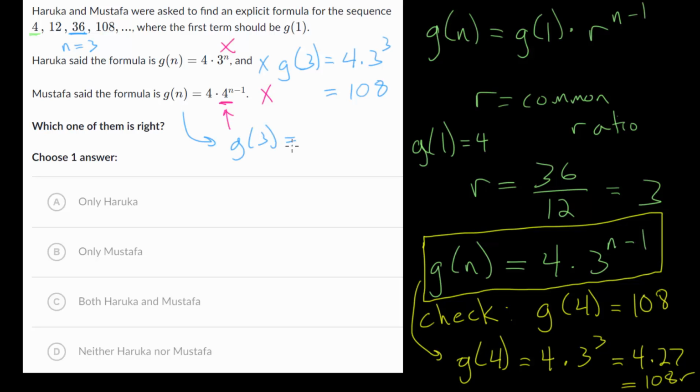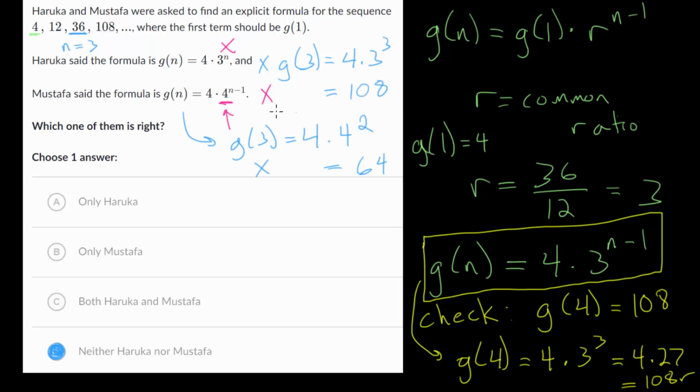Plug in 3. You get 4 times 4 to the third power, the second power, since we have 3 minus 1 for our exponent, which is 2. So this is really 4 multiplied 3 times, which is 64. And of course, it's supposed to be 36. So this is not correct either. And so this is just another way to verify that both of these are incorrect. So in this case, D would be the correct answer.